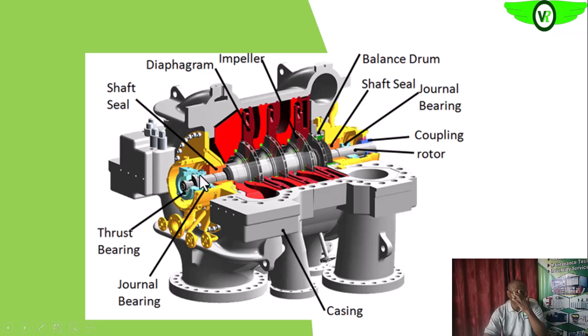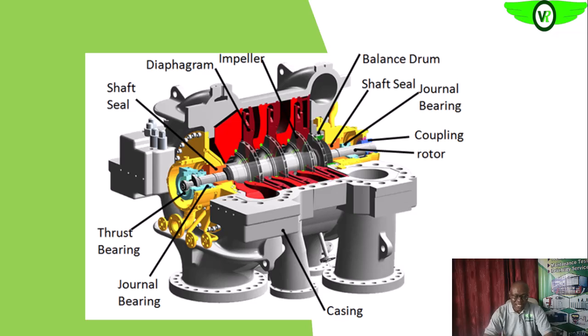So the journal bearing basically is to take care of the radial movement of the shaft, and then the thrust bearing is to take care of the axial movement or thrust movement of the shaft, because as it's rotating, there's bound to be that axial movement. So the thrust bearing is there to assist it, okay, for smooth movement in the axial direction.